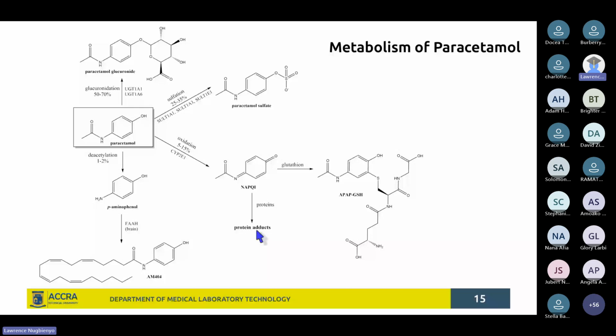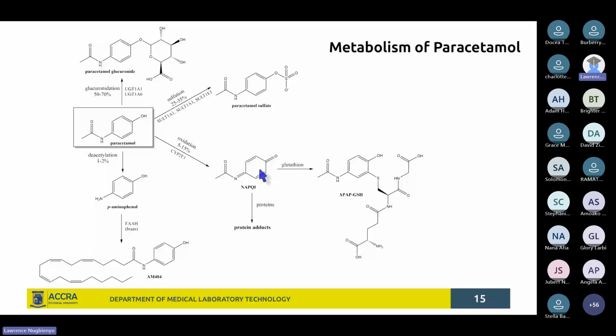Having bound to proteins, that can result in internal clotting of blood and some liver inflammation. It can actually result in fatality with paracetamol toxicity. This particular one, this benzoquinone, is a toxic metabolite of paracetamol, which is responsible for paracetamol toxicity.